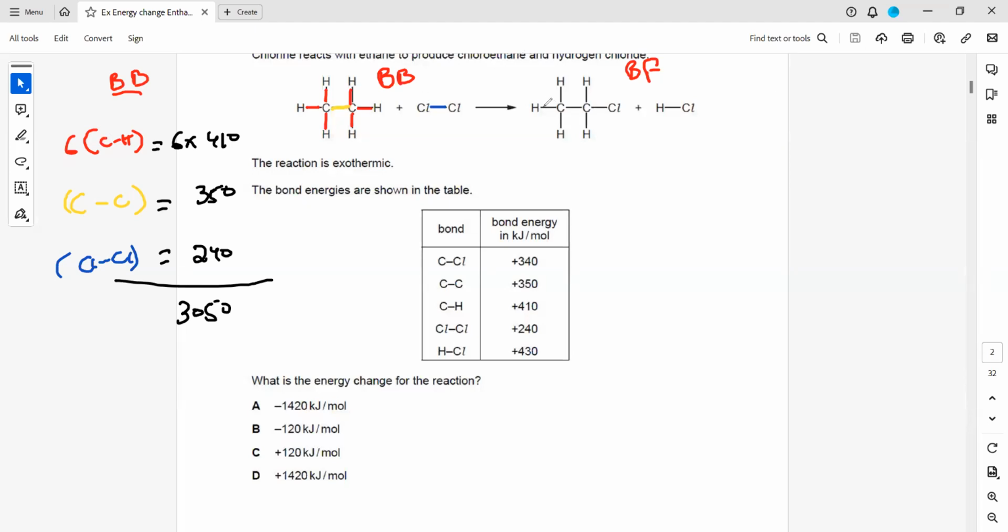How to work out the bond forming energy? We have 1, 2, 3, 4, 5 C-H bonds. So for bond forming, there are 5 C-H bonds. Then there is a carbon carbon bond. Then we have a carbon chlorine bond. And then we have a hydrogen chloride bond, HCl.